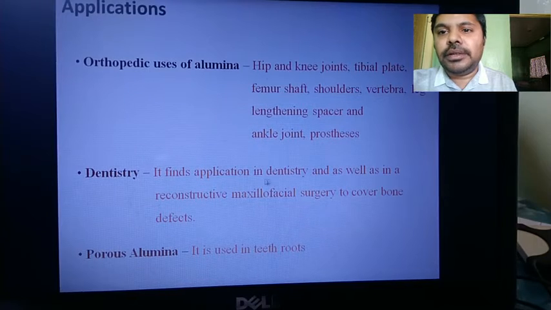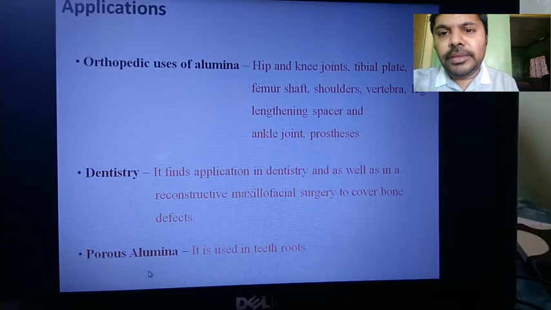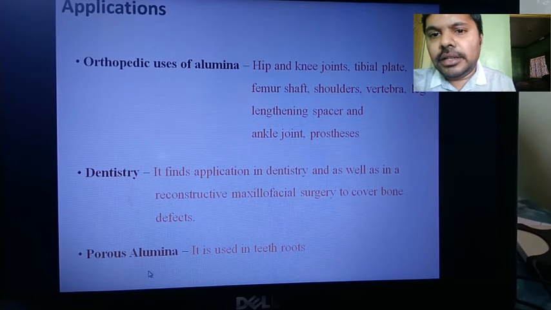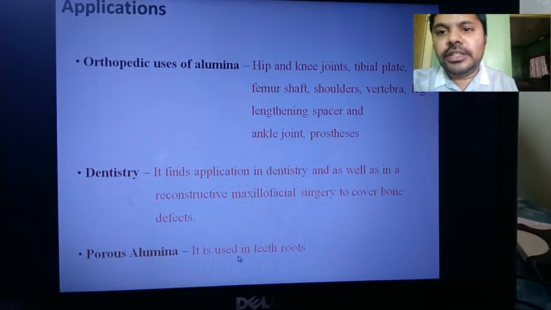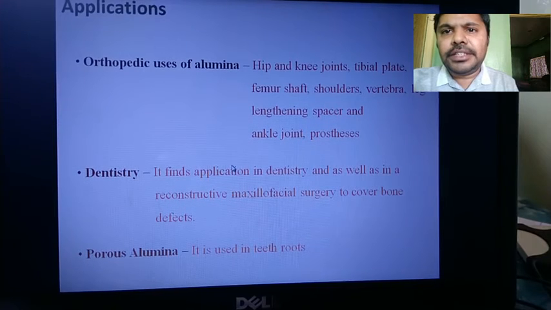In dentistry, it also finds application, that is sapphire and sapphire crystal structure, as well as in reconstructive maxillofacial surgery to cover bone defects. Maxillofacial surgery is a kind of surgery made on the mouth, face and jaws. This surgery is made only on the face, mouth and the jaws. Finally, porous alumina. Porous is nothing but the implant has pores in it. It is used in teeth roots. These are the different applications of aluminum oxide, that is alumina implant.